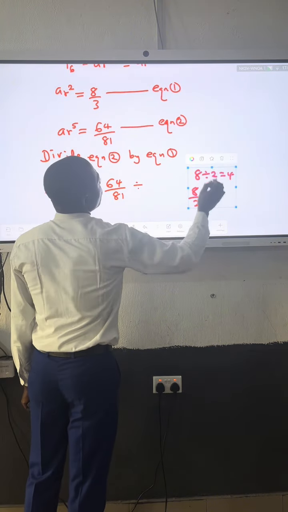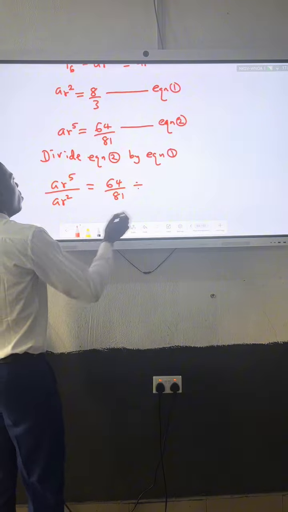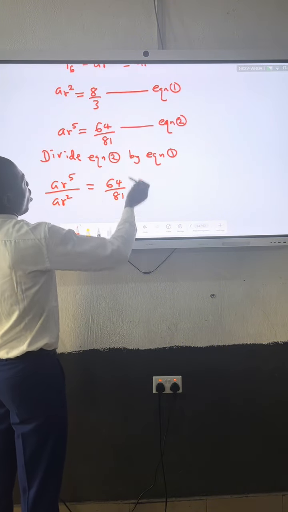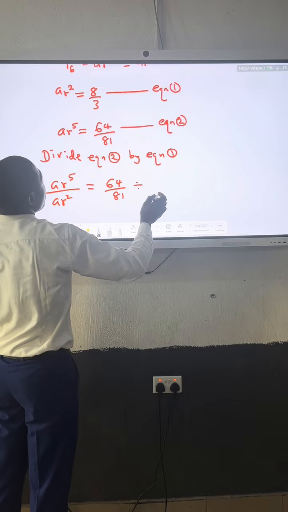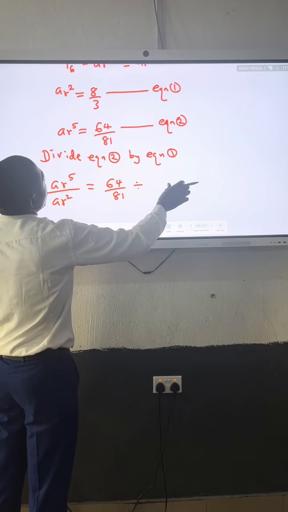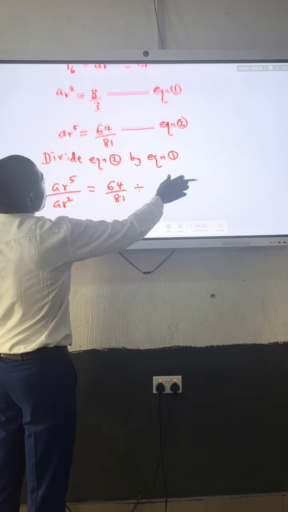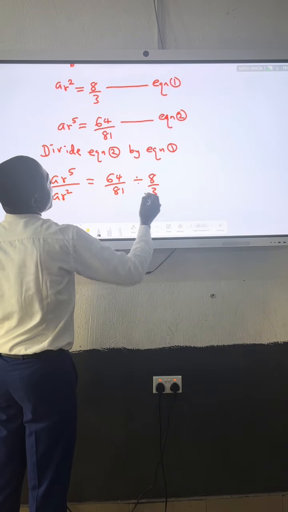So we have, so this is your T6. Now divide by T3 rather, which is 8 over 3.